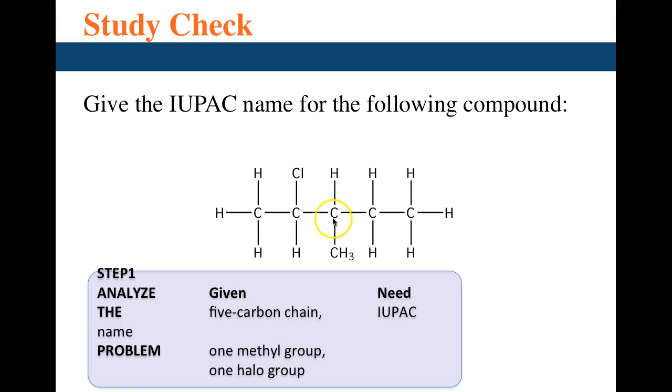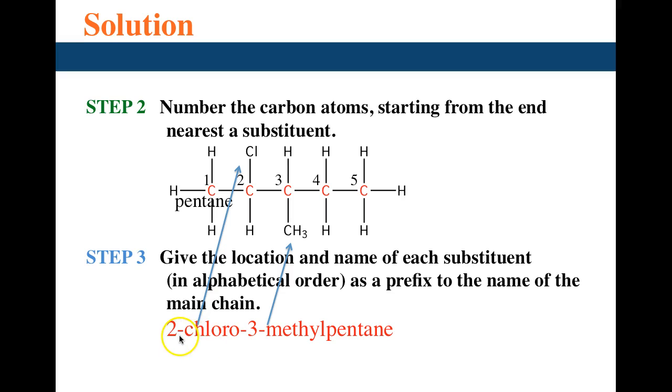So this would be the second carbon. This is the third carbon. So 2-chloro, 3-methyl pentane. All right. Alphabetical order, so chloro comes first, followed by methyl. Okay, so between a number and a letter, there has to be a hyphen. So 2-chloro hyphen 3-methyl pentane. Okay.